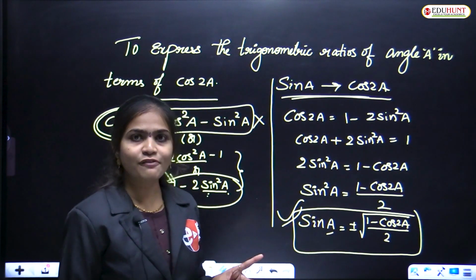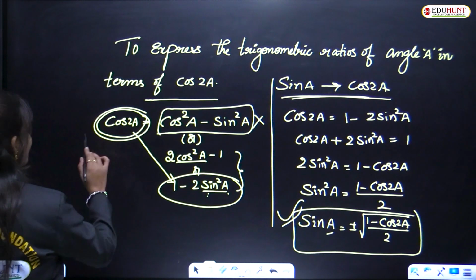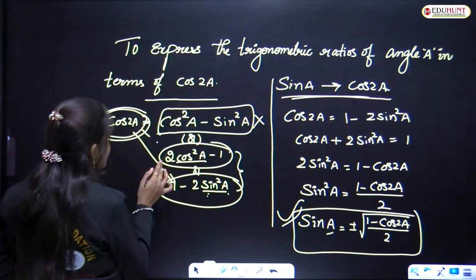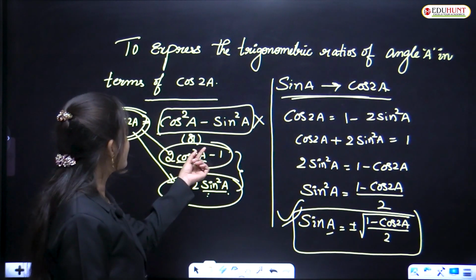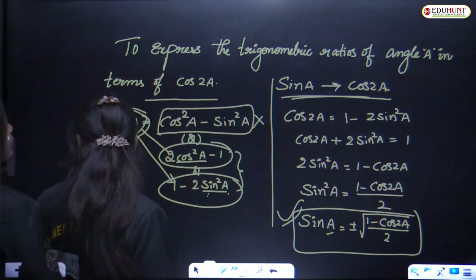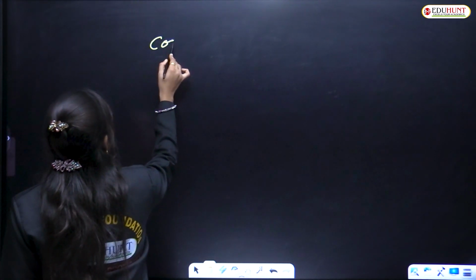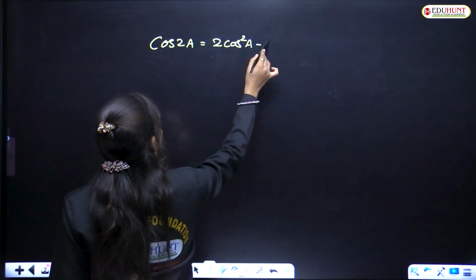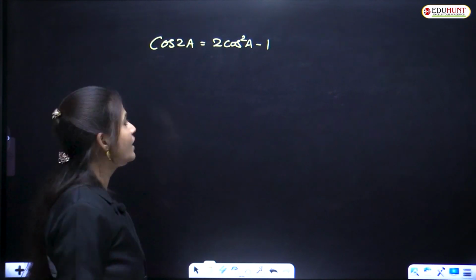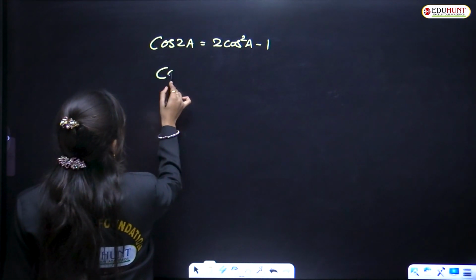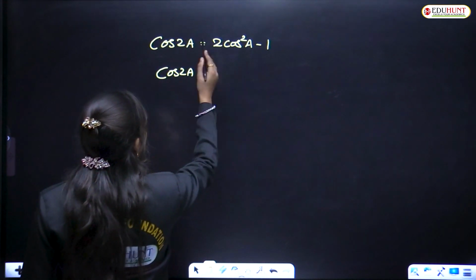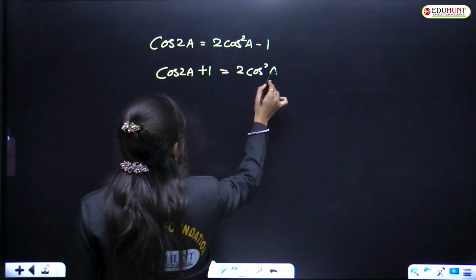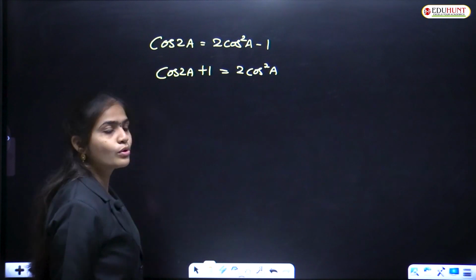Now the second formula, that is cos 2A, related to cos A. I want to choose as the second formula 2 cos square A minus 1. So here I am taking cos 2A is equal to 2 cos square A minus 1. From this, cos 2A and the minus 1 becomes plus 1, which is equal to 2 cos square A.